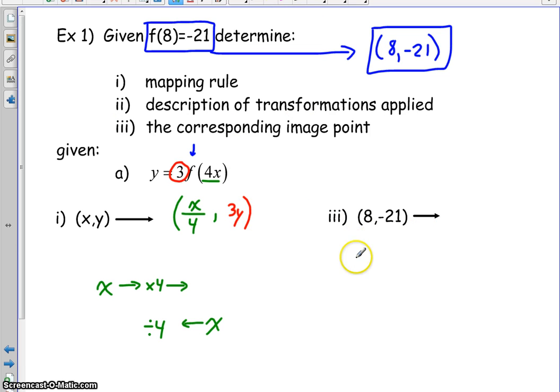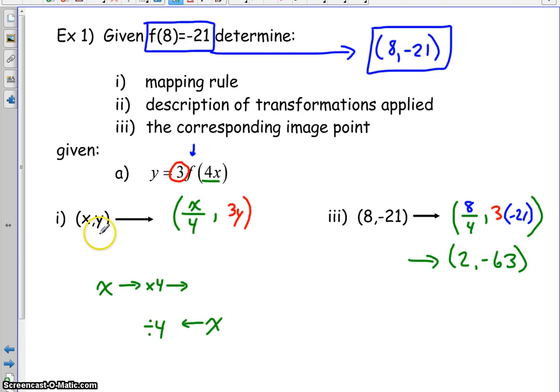So to find the image point, all I'm doing is taking 8, negative 21 and plugging it into this mapping rule for x and y. So I'm going to take x over 4 and replace the x with 8. So it's going to be 8 over 4. Okay, and the 3y, well, the y is negative 21, so I'm going to replace the y with negative 21. And it's just a matter of simplifying. So 8, negative 21, after all these transformations, after all this mapping rule, is going to become 2 and then negative 63.